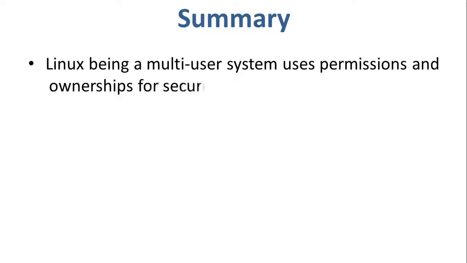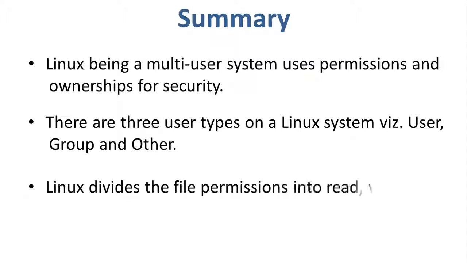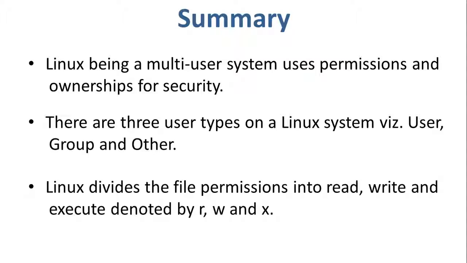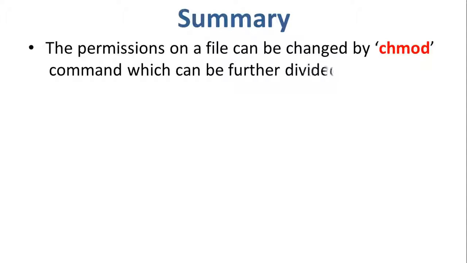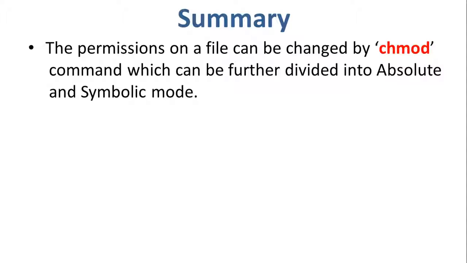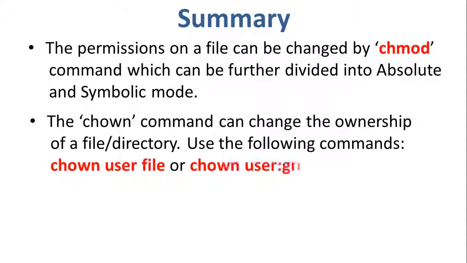Let's now quickly summarize what we have learned. Linux, being a multi-user system, uses permissions and ownerships for security. There are three user types on a Linux system: user, group, and other. Linux divides the file permissions into read, write, and execute, denoted by r, w, and x. The permissions on a file can be changed by the chmod command, which can be further divided into absolute and symbolic mode. The chown command can change the ownership of a file or a directory.